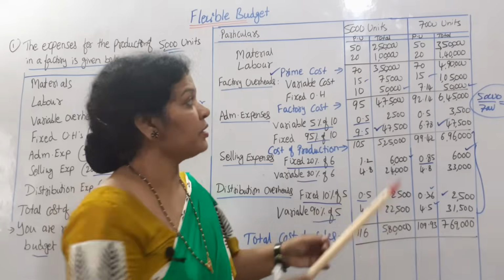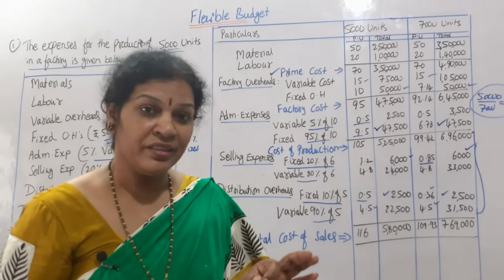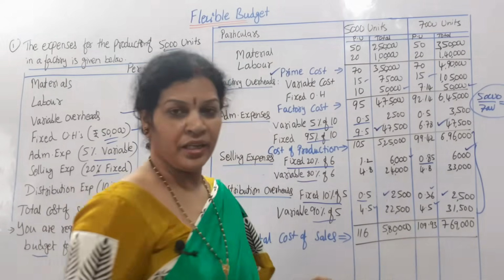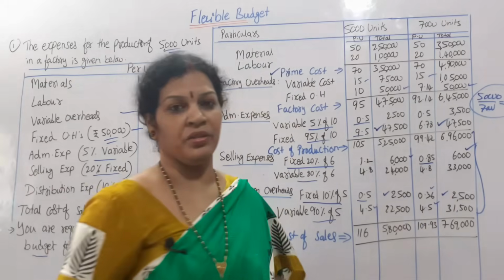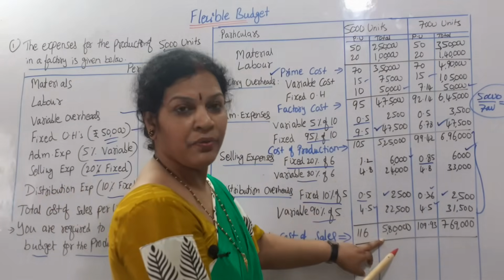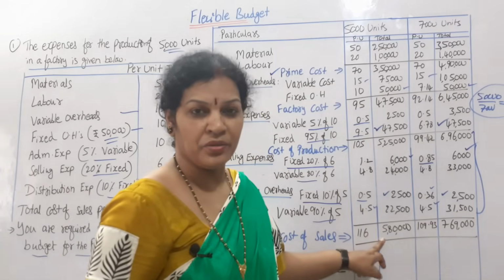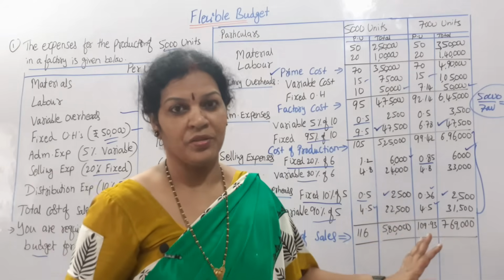If units are increasing, from 5,000 to 7,000, then the total per unit is 109.93, and the cost will be 7,69,000. Isn't it? Because when 5,000 we have 5,80,000, and when 7,000 we have 7,69,000. As we increase the production, the cost is also going to increase.